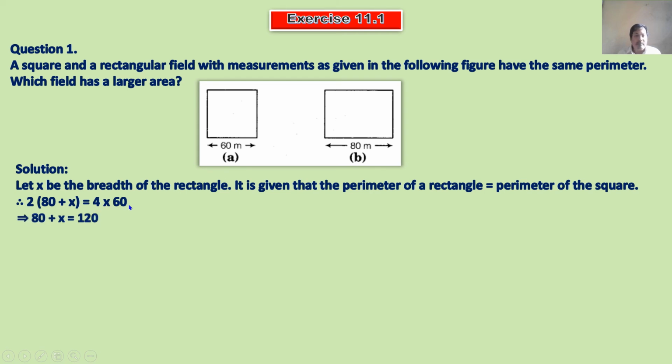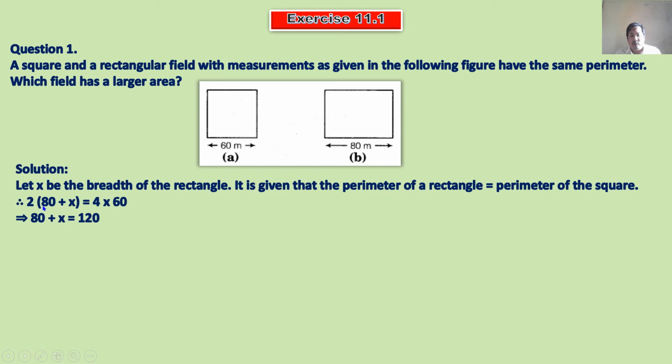And next we have 2 into 80. So once again, perimeter of rectangle 2 into (L plus B) equals perimeter of the square, 4 into side, which is 4 into 60, isn't it? Then next we have like this. We just keep this 80 plus x on this side, and the 2, if we bring it here, then 2 will divide this 4 and it will become 2 here. So 2 into 60 is 120.